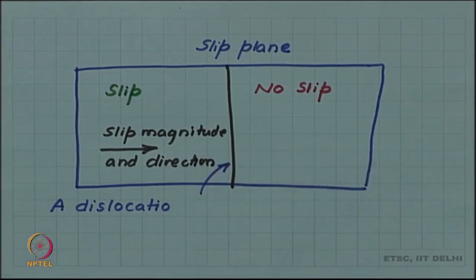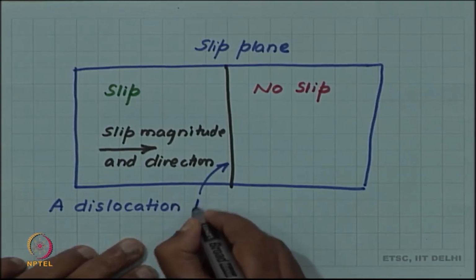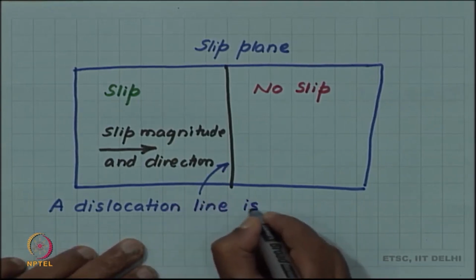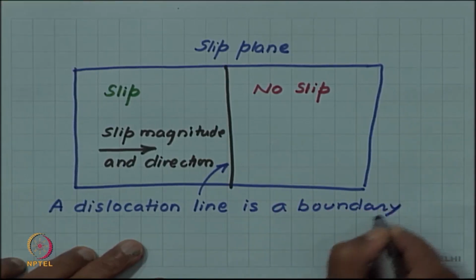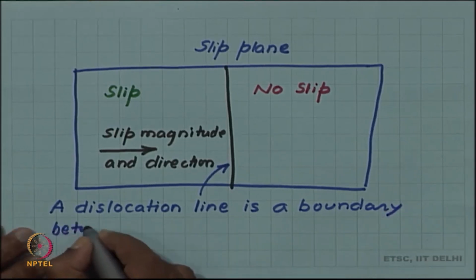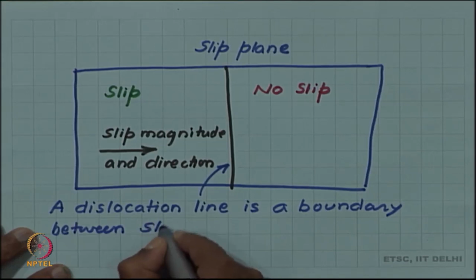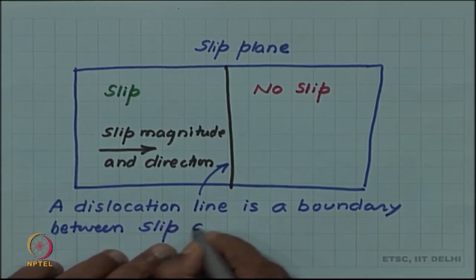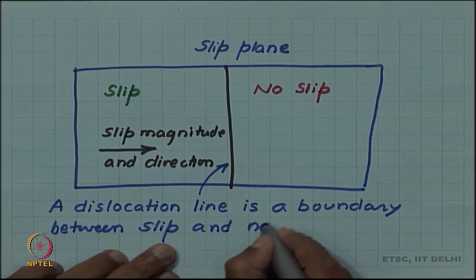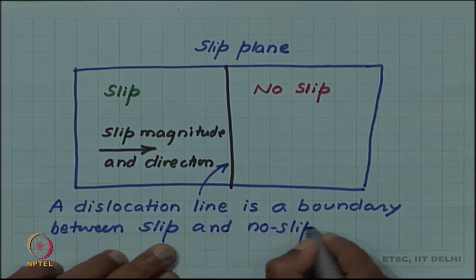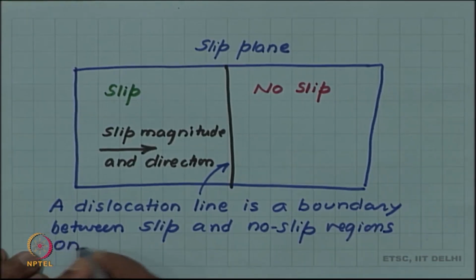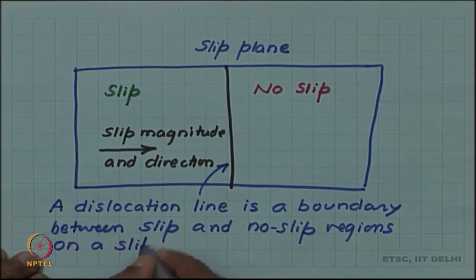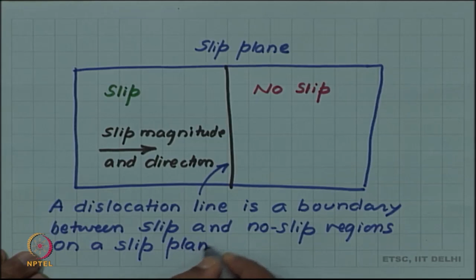And a general definition of dislocation can be given: a dislocation line is a boundary between slip and no slip regions on a slip plane.